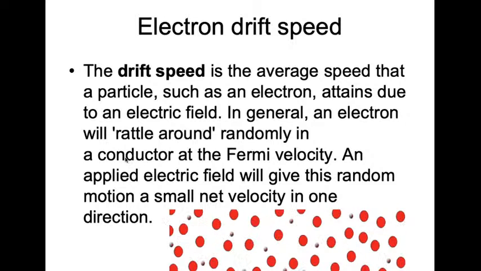But now that we have an external field applied, there is this net motion to the right. This would mean that we have a negative side and a positive side on the right, where the negative charges are being attracted to that positive side. They're still moving around at their Fermi velocity, 1,570 kilometers per second, but the random motion now has a small net velocity in the direction of that applied electric field.